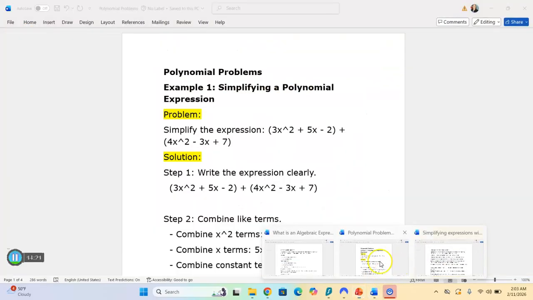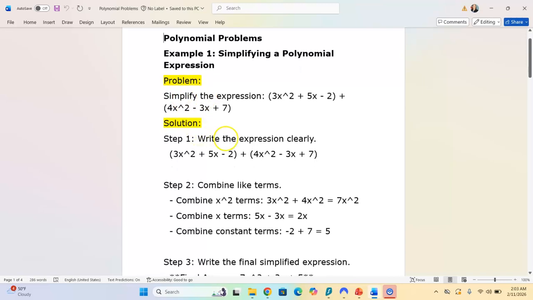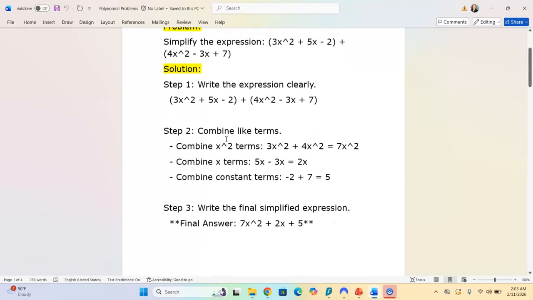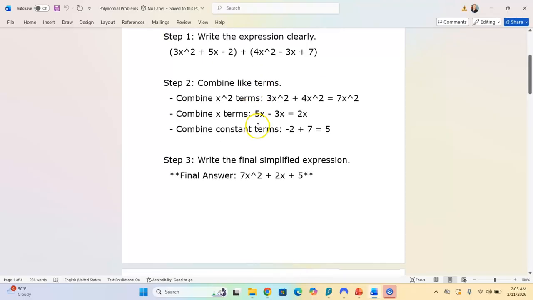But let's look at some problems. So this will allow you to kind of see what I'm talking about with that vocabulary and what the problem is asking you to do. So in this one, for example, you're just simplifying. And then the solution, you're writing the expression clearly. You're using those rules I talked about, combining like terms, and then you're writing your final simplified expression.